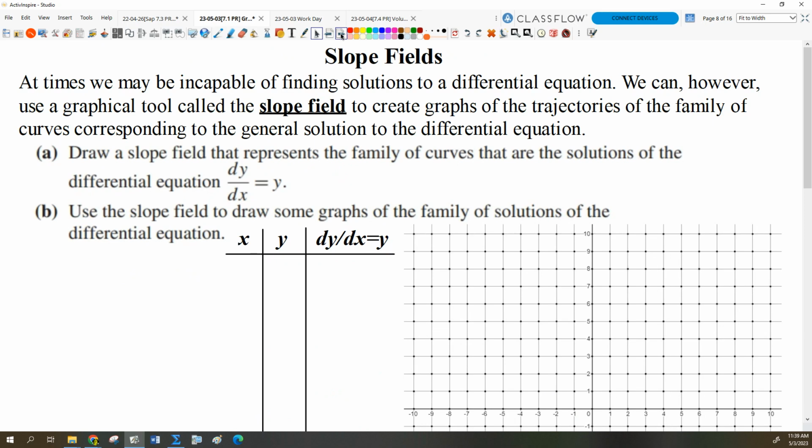At times, we may be incapable of solving differential equations. There may not be integrals, right? It may not be a closed function where we end up being able to take an antiderivative. But you can always get a visual appreciation for what the solution to the differential equation looks like, even if you can't solve it, right, using slope fields. So what are slope fields?